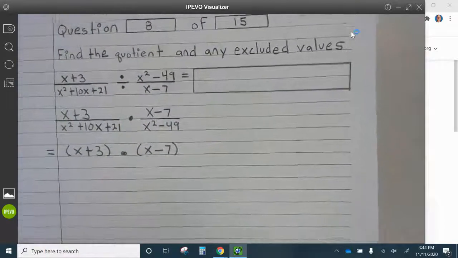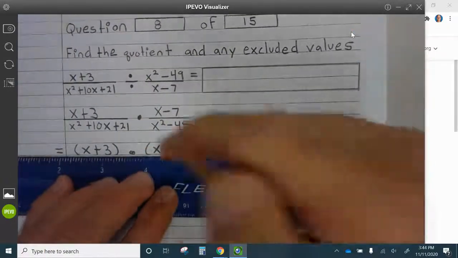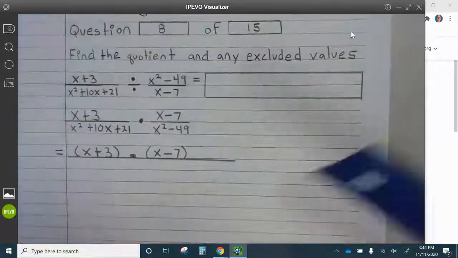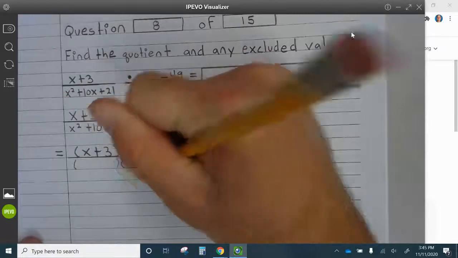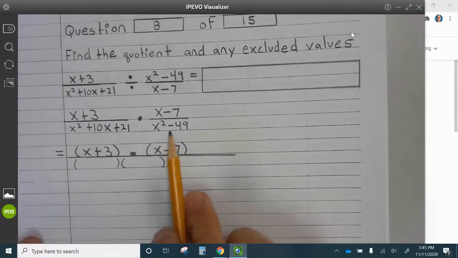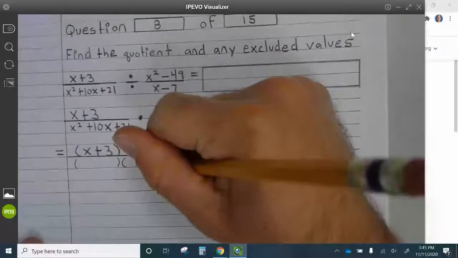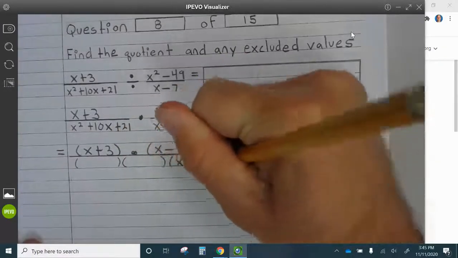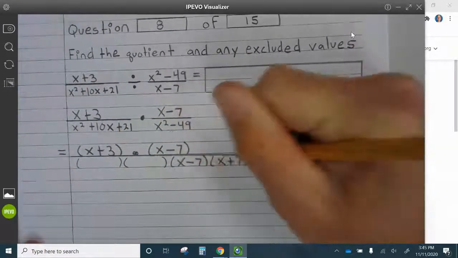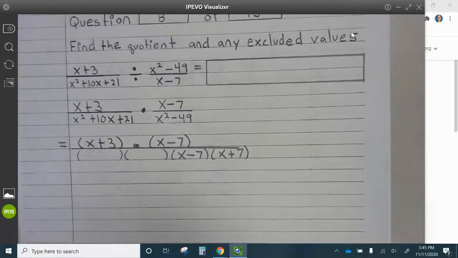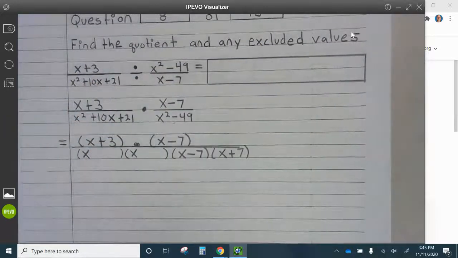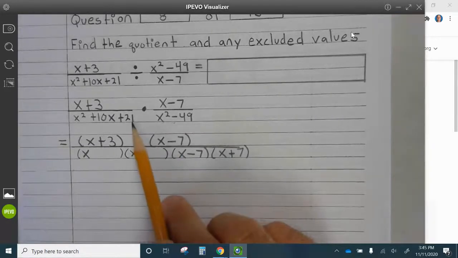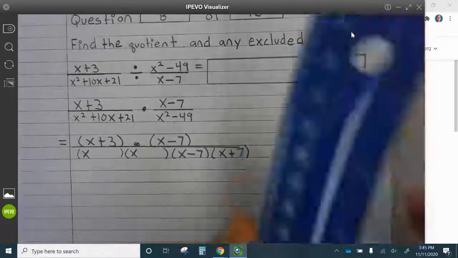Okay, now we know here 2 parentheses. And then this is special in that you're just the difference of squares, so that's x minus 7 times x plus 7. Okay? So now this we know x and x makes x squared. Okay? Now we need to find all the combinations that multiply to be 21 and combine to be 10. Okay?